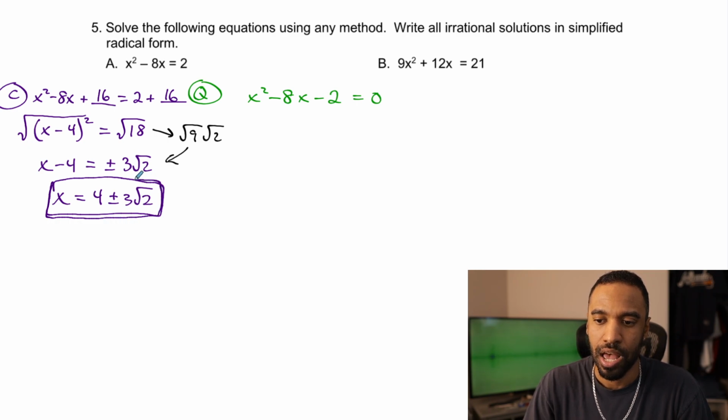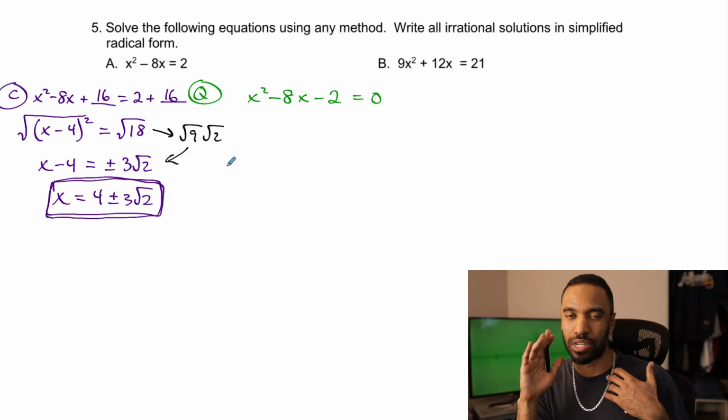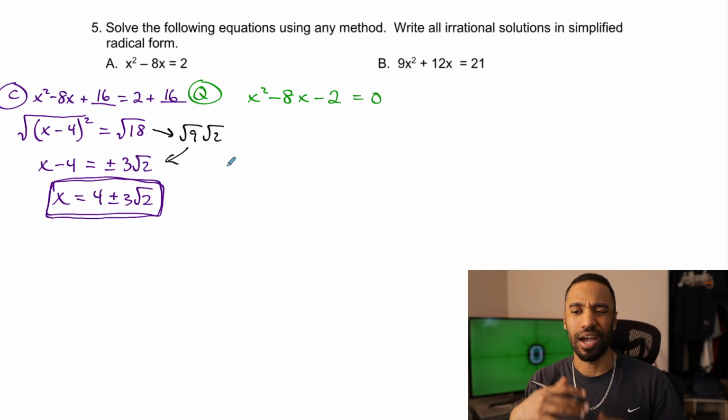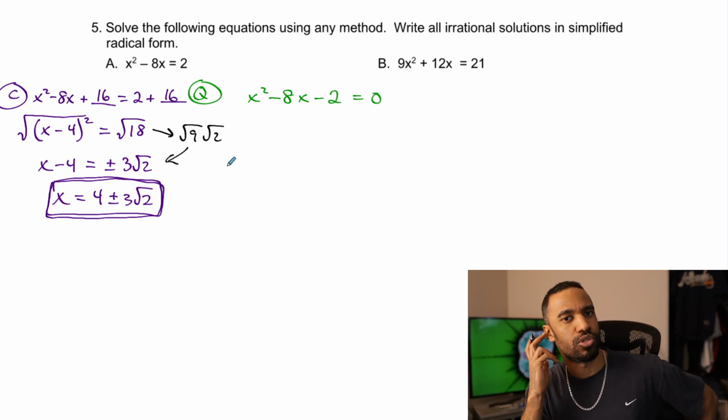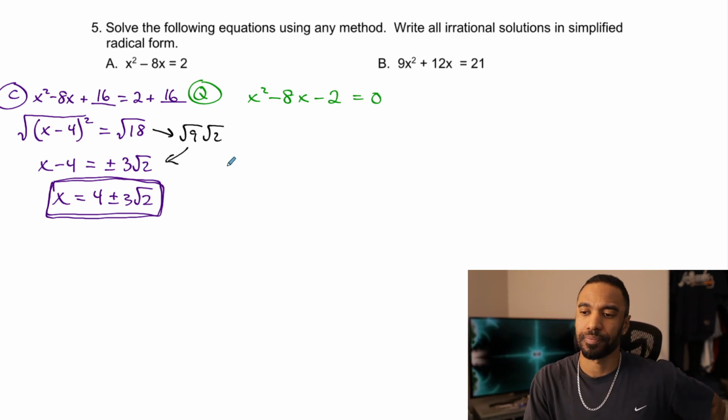These are exact answers. Unlike the word problem, which needed me to see not only what answer didn't work, but also I needed to talk about feet. I can't say 4 plus 3 root 2 feet. That's kind of weird. I approximated the answer instead.